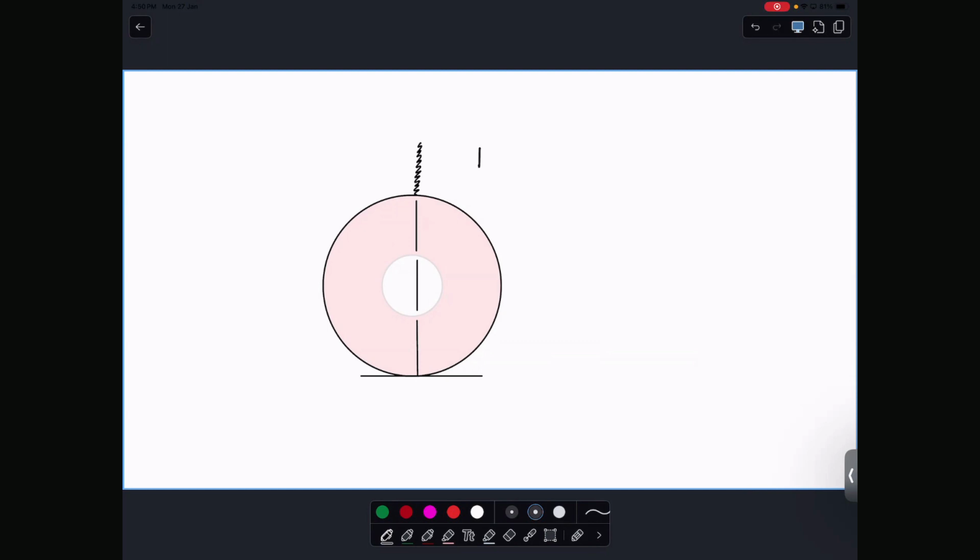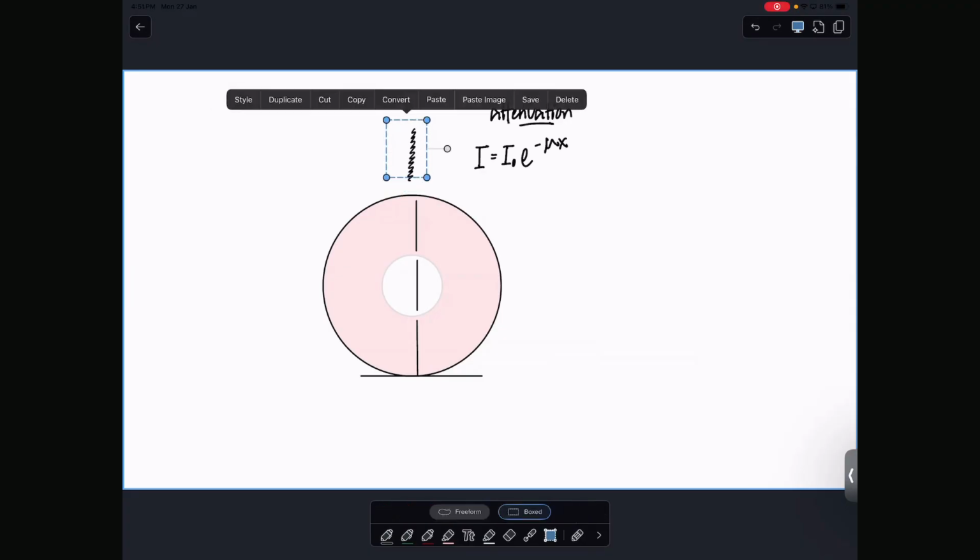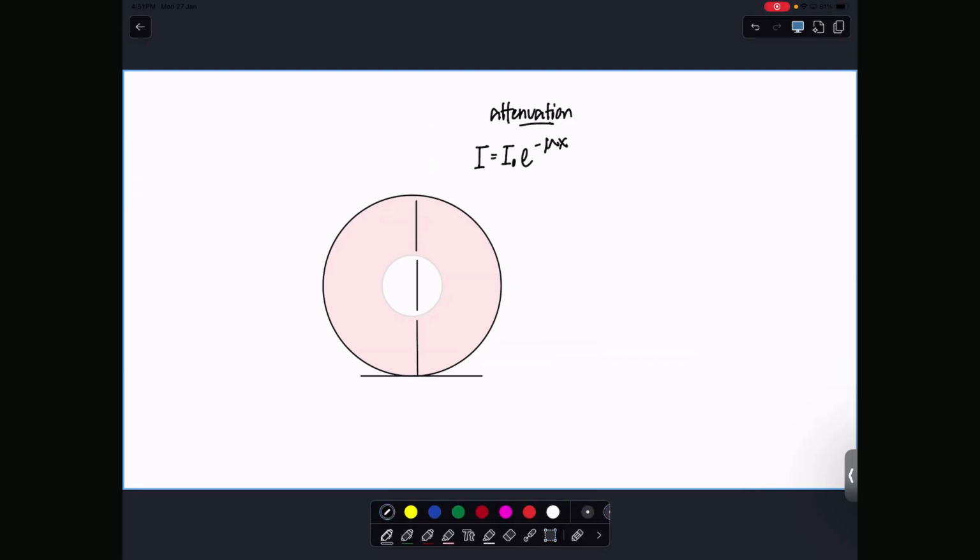I equals I naught e to the power minus mu x. This is called the attenuation equation, but basically it tells us the absorption amount. When X-rays come in here, the amount that can actually pass through depends on the mu values: mu for muscle, mu for bone, mu for muscle.